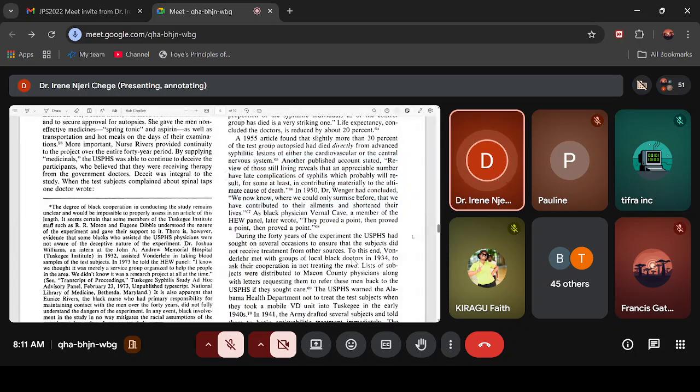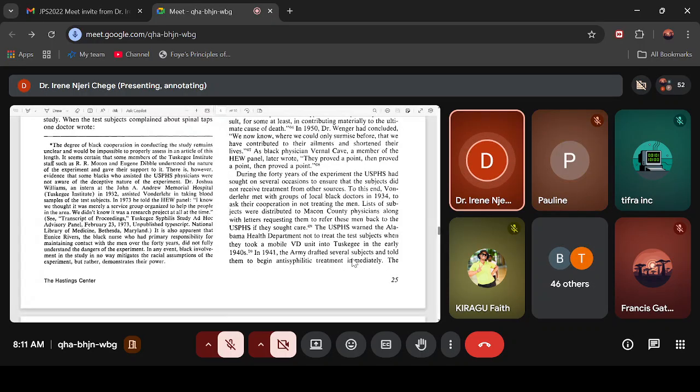So during the 40 years of the experiment, the USPHS had sought on several occasions to ensure the subjects did not receive treatment from other sources. So I make sure that I cannot treat you at JKUAT, but I still make sure you cannot reach Thika Hospital. I make sure you cannot be treated at Thika Hospital because I don't want my study to be interfered with. So I tell you, don't even go. In fact, come for this food and I'll pay for your funeral.